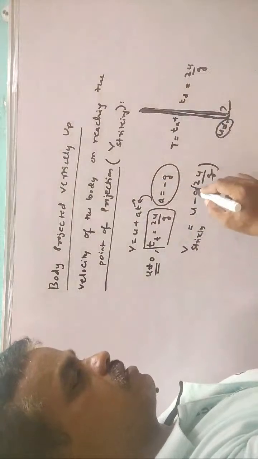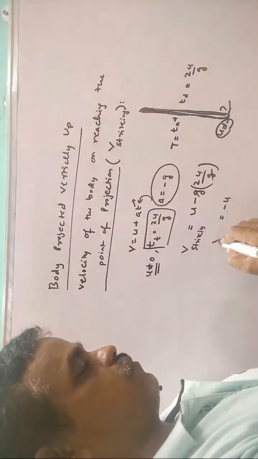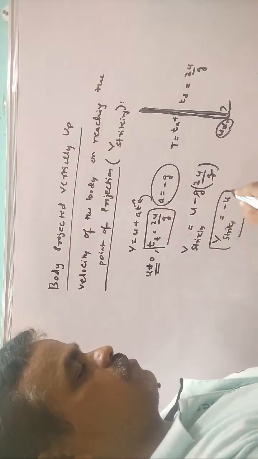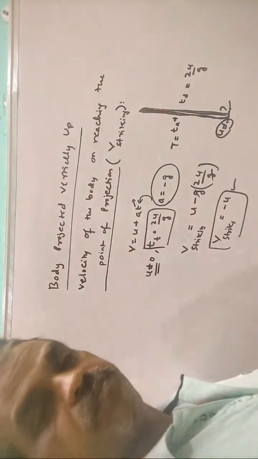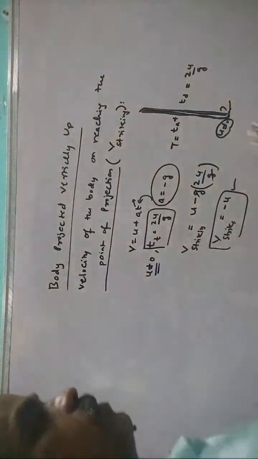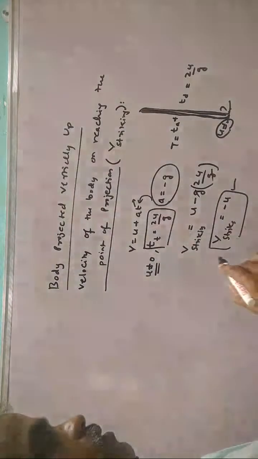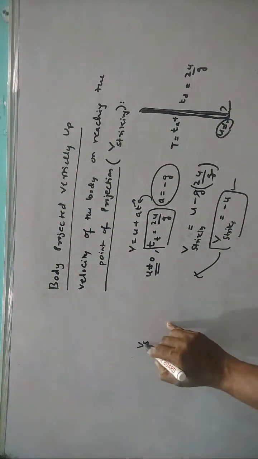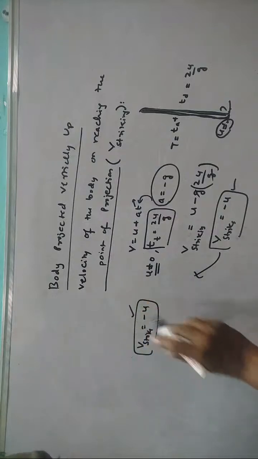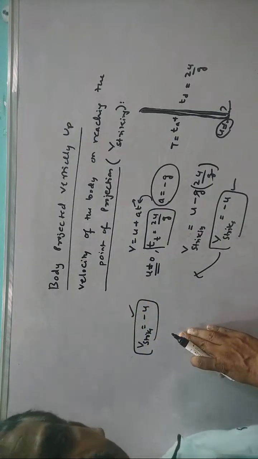So here g cancels, you will get minus u. V striking. See from this equation what you can say? We got V striking ground equal to minus u. From this, what can you say?